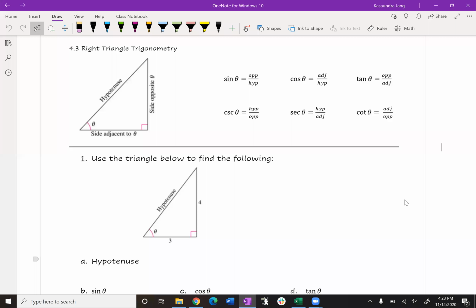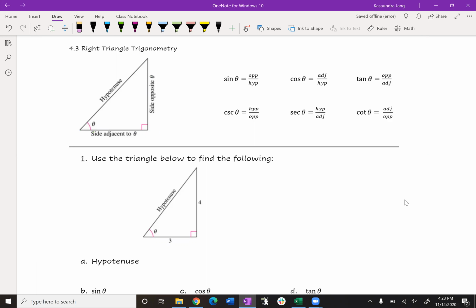Hey guys, so we're going to look at 4.3 right triangle trigonometry. So here are the 6 trig functions that we looked at last time, and it's all in reference to this right triangle. It has to be a right triangle. And then you've got this angle theta, which is not the right angle. It's one of the other two. Theta could be on the other angle as well, but it's one of these acute angles.